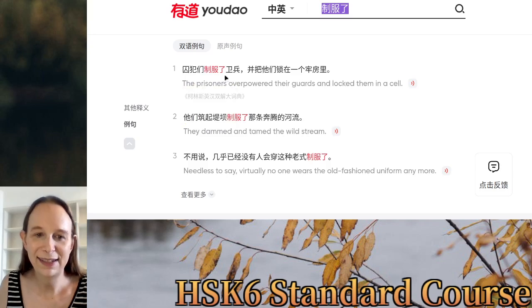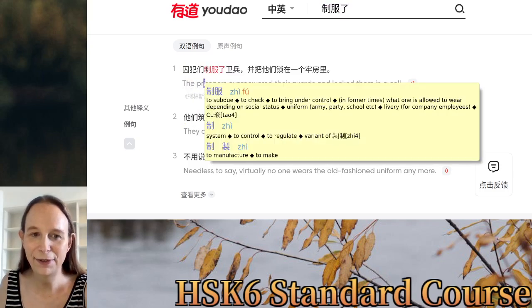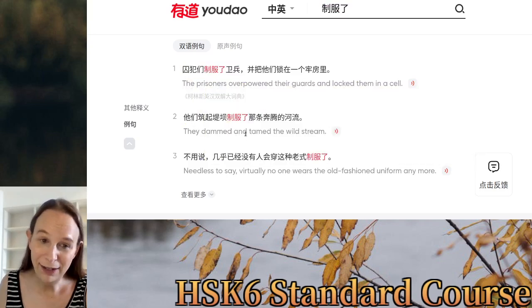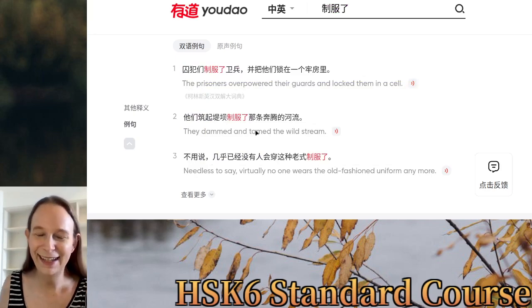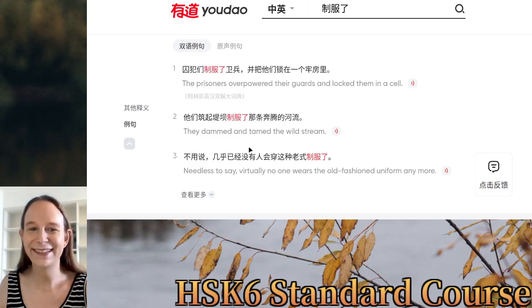囚犯. Prisoners subdued the guards. So here it is used as a verb. Quite common, and it's very important. You can't just ignore that. You can't just not know this.